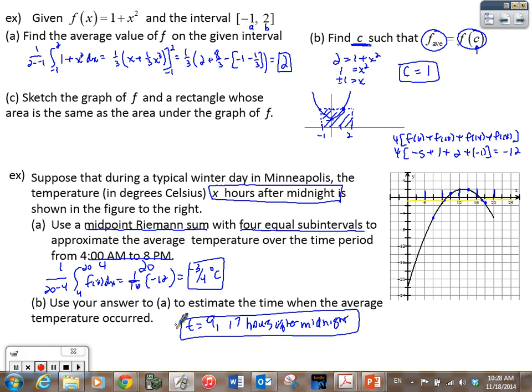Okay, how are we on average value? We okay? Yes? Yeah, sure. Instead of saying after midnight, you can actually calculate the time. It'll be fine. Any other questions? Alrighty.